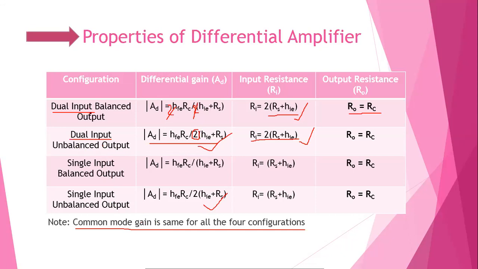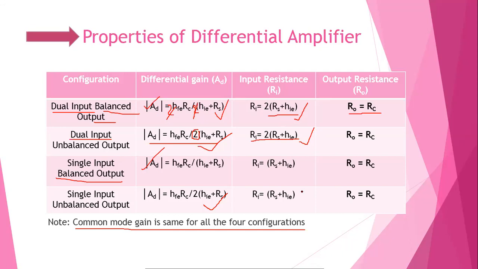So if you see first and third, that is dual input balanced output and single input balanced output, irrespective of the inputs, here the outputs are balanced outputs. If the output is balanced output, then the differential gain will remain the same for this dual input balanced output and single input balanced output. So these both will be the same.